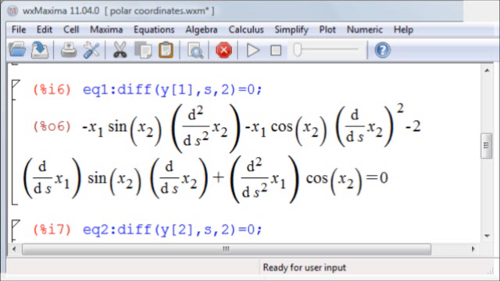So I'm going to say equation 1 colon, so this is, I give a name to that equation. The derivative of y1 with respect to x, two derivatives, so that's the 2, is equal to 0. Okay, and it does the calculus and writes that out.